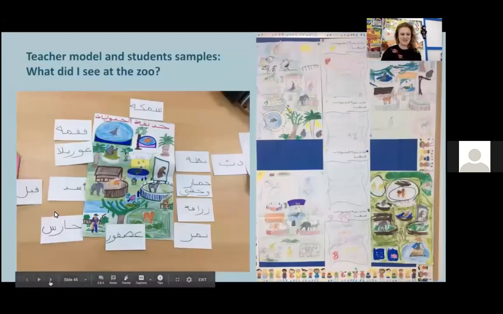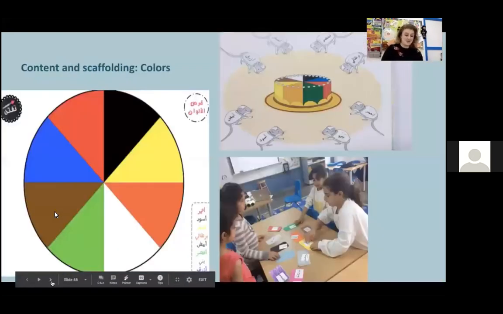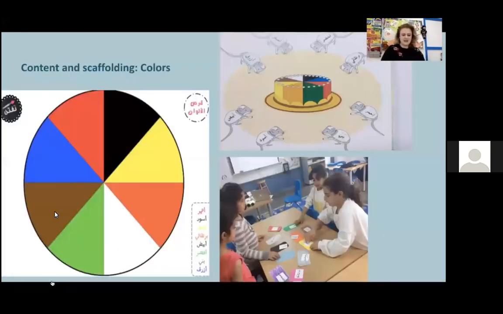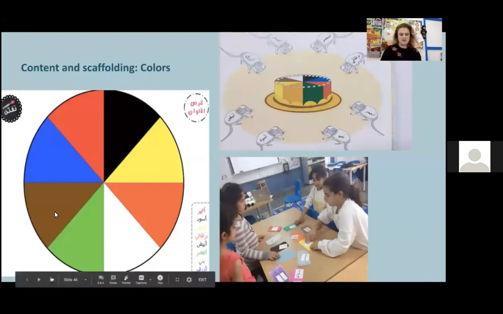Yeah, thank you. So this activity shows that we moved from the speaking part to the writing, then presenting, when students had to write about the animals they've seen at the zoo. Then the following slides, I'm gonna try to go fast. From 46 to 50, basically, these were the content about colors, sports, hobbies, likes and dislikes.